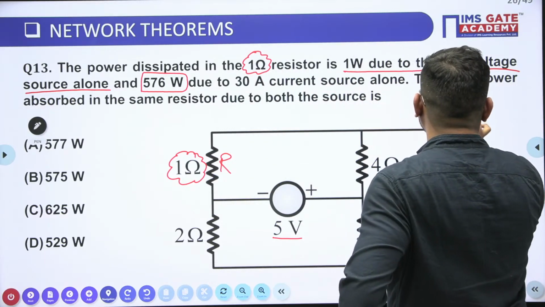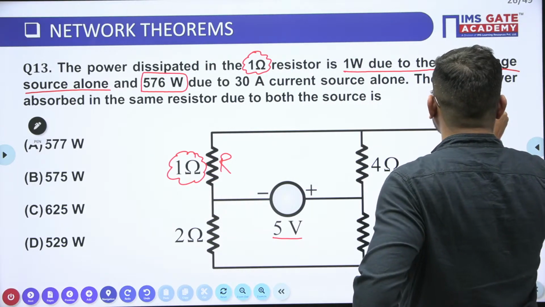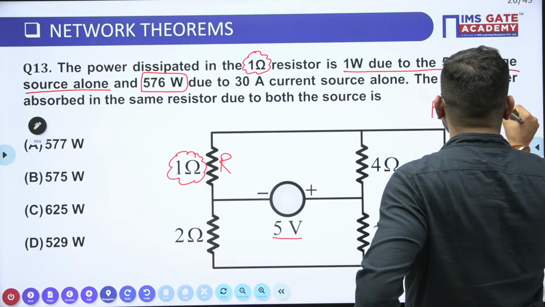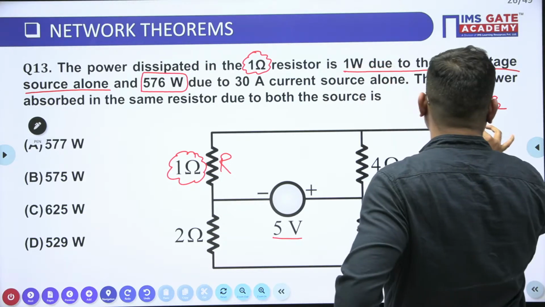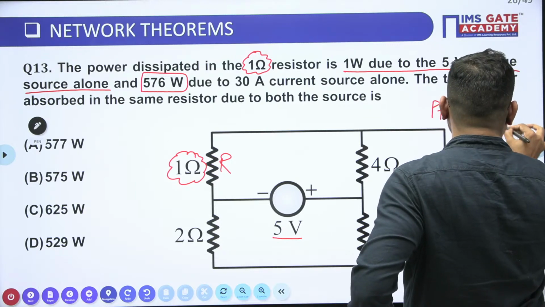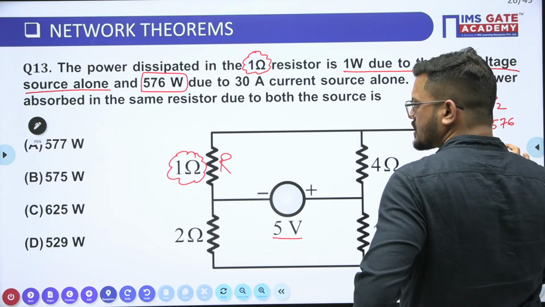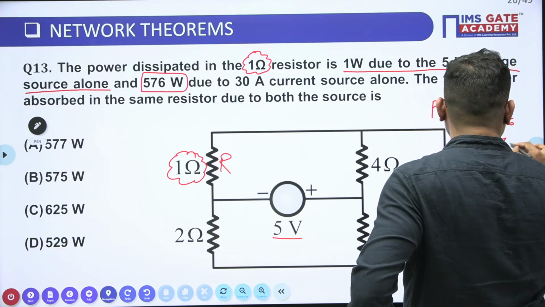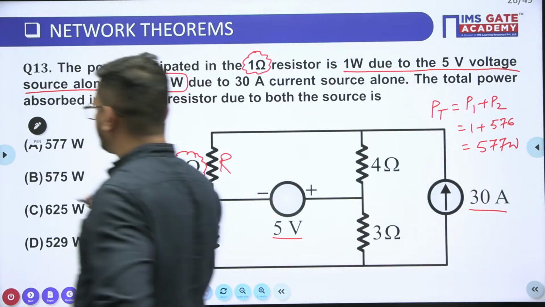As we know, superposition says Pt is equal to P1 plus P2. So this power is 1 watt, and this is 576. So this is 577. Why is this the correct answer, sir? So this will be the correct answer.